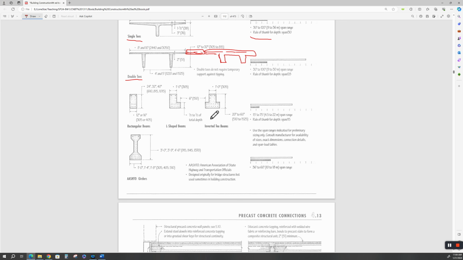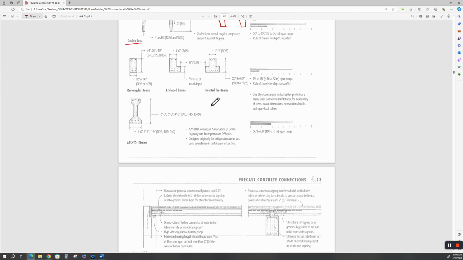All right, here's an L-shaped beam, and here's an inverted T-beam. Why is it called an inverted T? Because it's a T upside down. Oh my goodness. Here's an AASHTO. AASHTO stands for the American Association of State Highway and Transportation Officials. When you're doing highways and bridges and girders, you have got to go by the AASHTO codes.